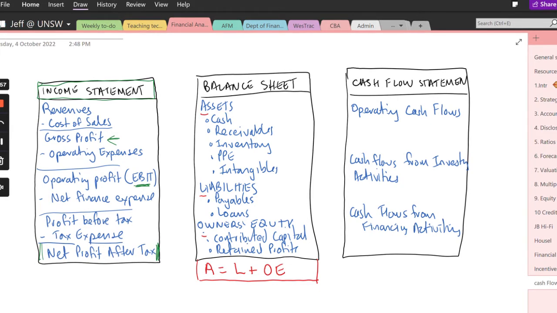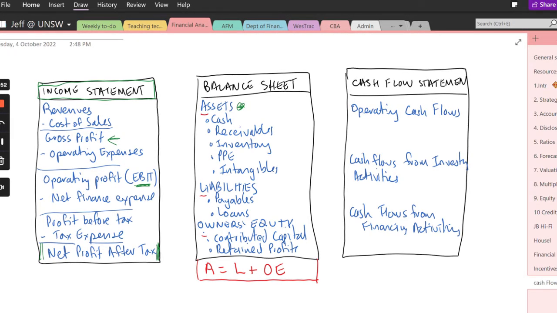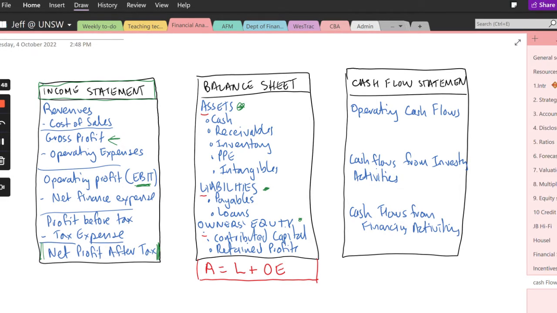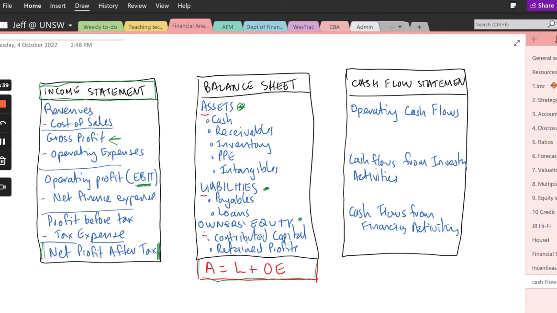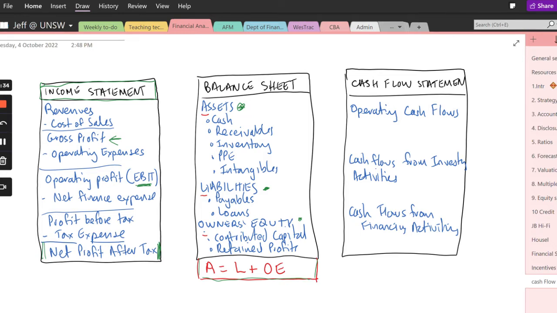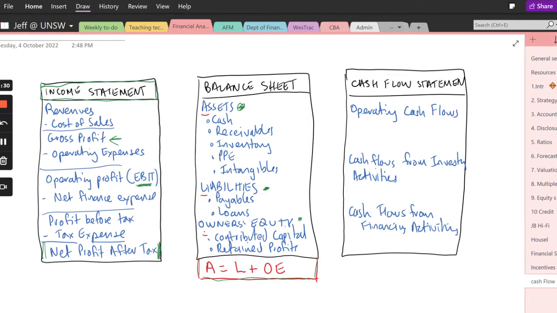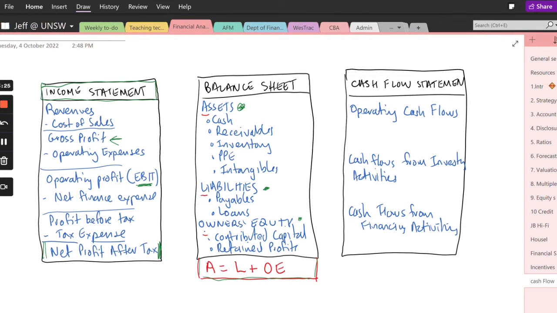The balance sheet shows us the resources that the organisation has, the assets, and the way in which they've been funded, be it liabilities or owner's equity. And we know that the assets must balance the liabilities and owner's equity at all times. That's the accounting equation. The resources could include things like cash, receivables, inventory, property, plant and equipment, intangible assets. The liabilities could include things like payables, loans. Owner's equity could include things like the contributed capital and retained profits.